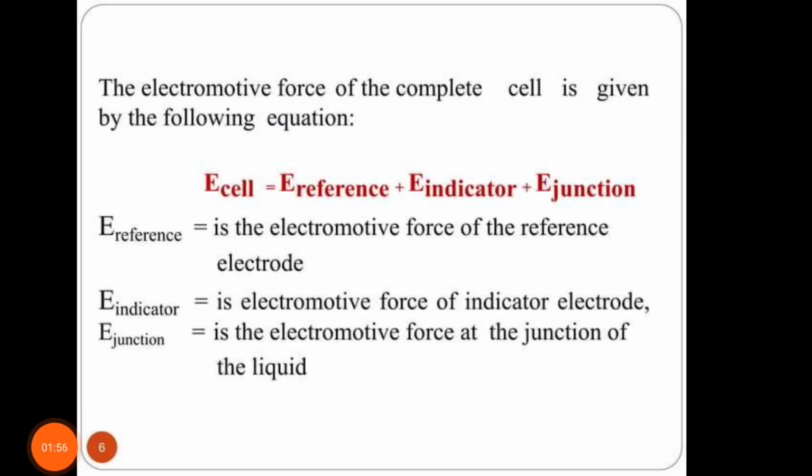The electromotive force of the complete cell is given by the following equation. E cell is equal to E reference plus E indicator plus E junction. E reference is the electromotive force of the reference electrode, and E indicator is the electromotive force of the indicator electrode. E junction is the electromotive force at the junction of the liquid.